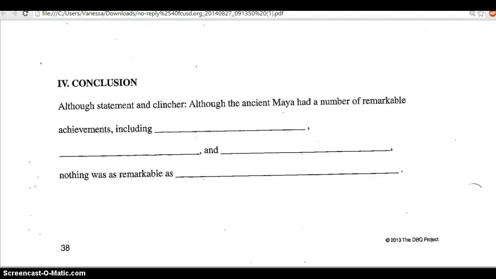Right, you should have a paper that says guided essay. It's going to look like this on the back, so please flip it over to the back. We need to kind of organize our thoughts before we actually get started.